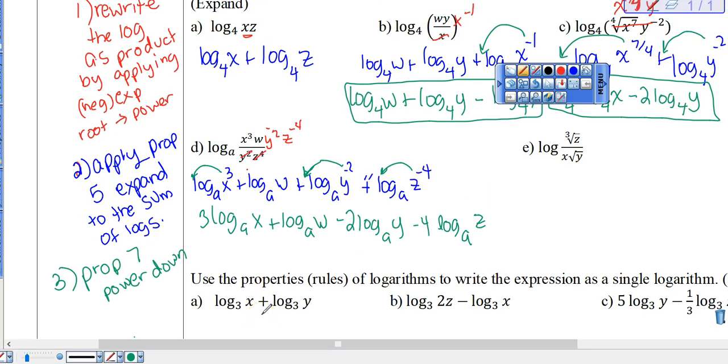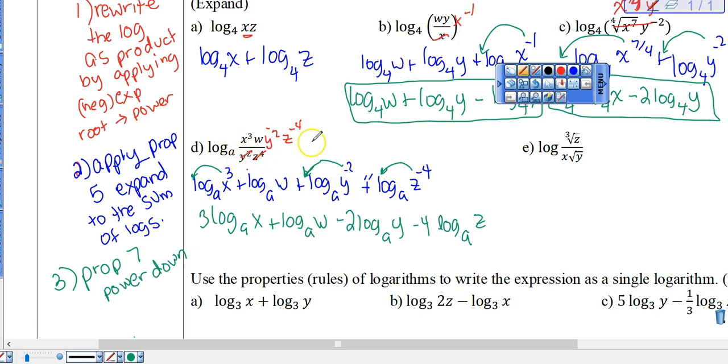And so you should have gotten the answer 3 log base A of x plus log base A of w minus 2 log base A of y minus 4 log base A of z. Any questions there? Yes. Shouldn't it be plus 4 log A of z because the y squared and z to the 4th are being multiplied down? But they're in the denominator, so they represent negative exponents.